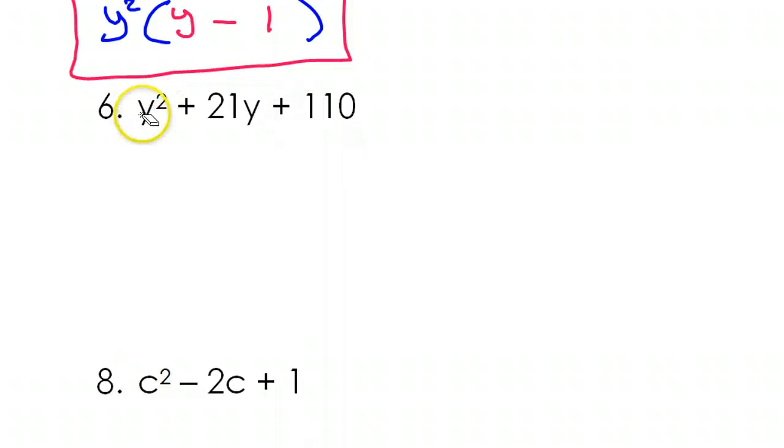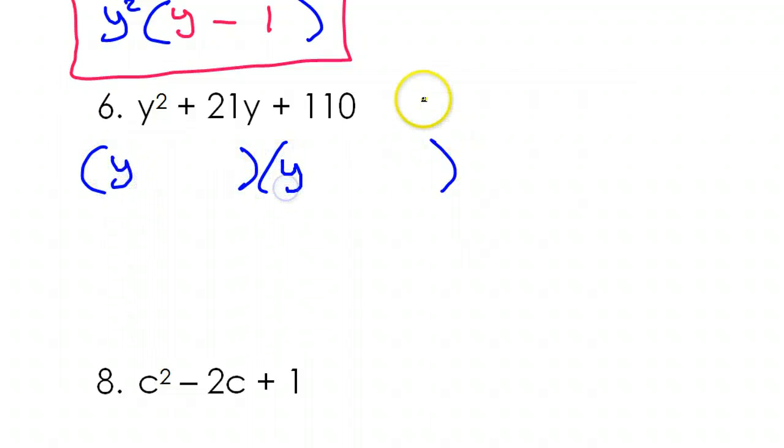Okay, look at the y squared. There's no coefficient other than 1, so there's no GCF here. So let's just try to factor this as a binomial times a binomial. I'm really not happy with how big that number is, but let's just deal with it and see what happens. Y squared can only be y times y.